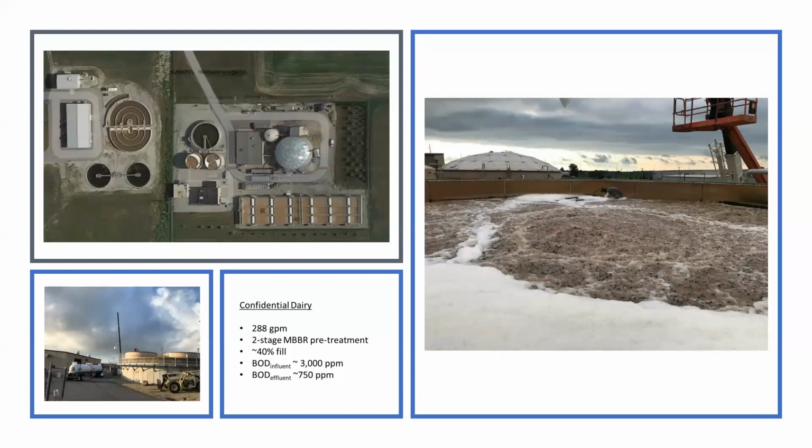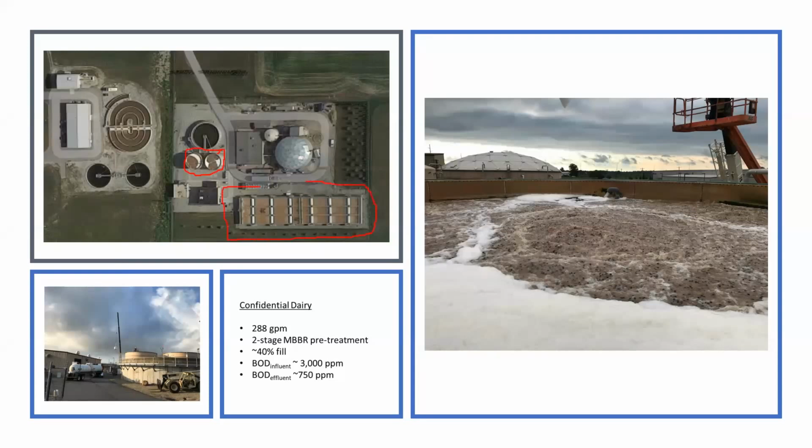In this case, it's a unique setup where MBBR was used as a roughing step prior to a more conventional activated sludge process. It may be difficult to see in the drawing, but in the dead center of the photo on the top left are two tanks side by side. These are the MBBR reactors. Then in the bottom right of that same photo is the conventional activated sludge process. You can see the difference in volume, the difference in size.